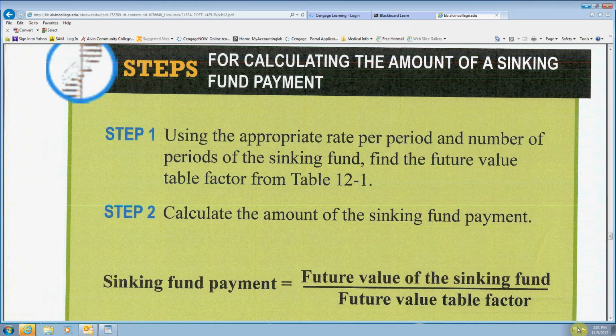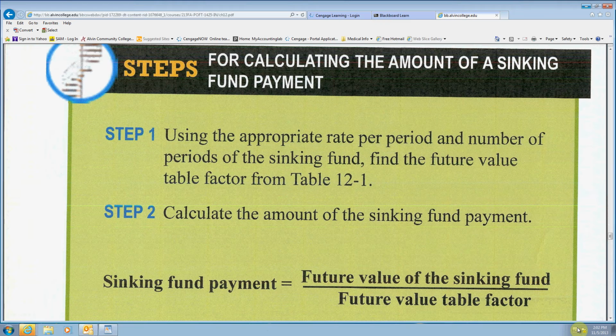The next part of Chapter 12 deals with a sinking fund. A sinking fund is when the future value of an annuity is known and the payment required each period to amount to that future value is unknown. Sinking funds are accounts used to set aside equal amounts of money at the end of each period at compounded interest for the purpose of saving for a future obligation.